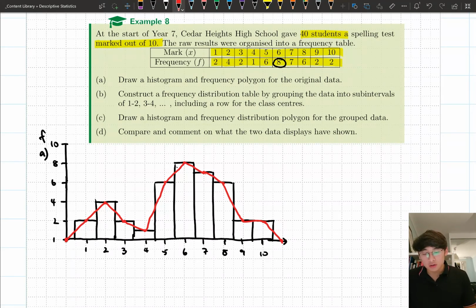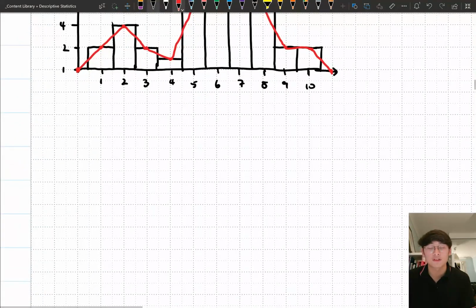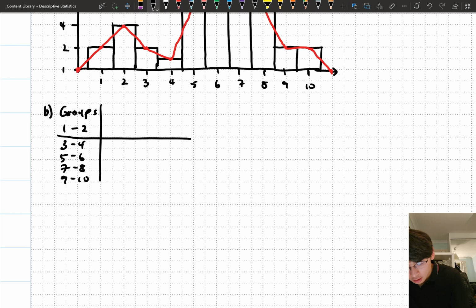Part B. Construct a frequency distribution table by grouping the data into subintervals of 1 to 2, 3 to 4, and so on, including a row for the class centers. So what we want to do here now is, instead of using 1, 2, 3, 4, 5, 6, 7, 8, 9, 10, we want to create groups, intervals, we'll just call them groups. And so we want to go from 1 to 2, 3 to 4, 5 to 6, 7 to 8, 9 to 10. So these are the groups that we're going to be working off.